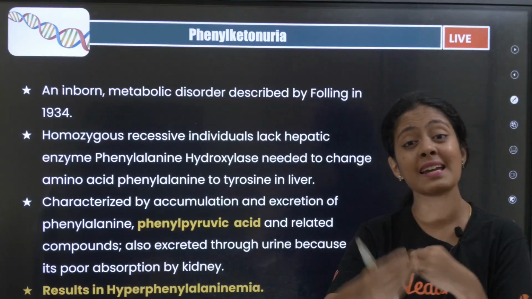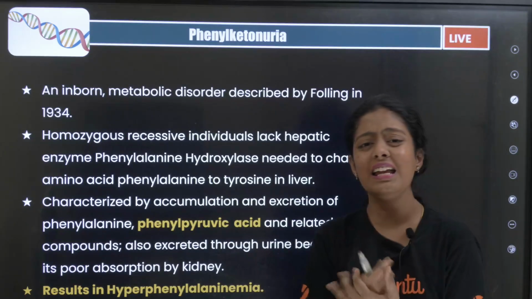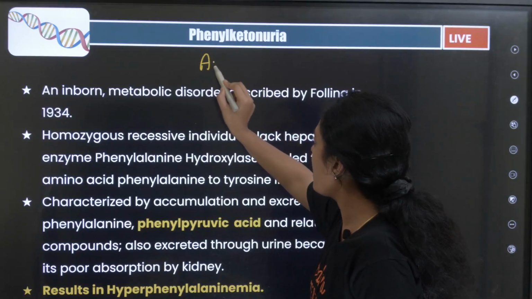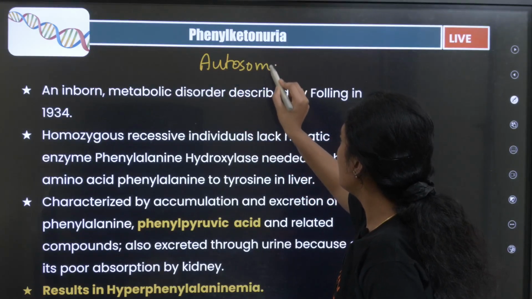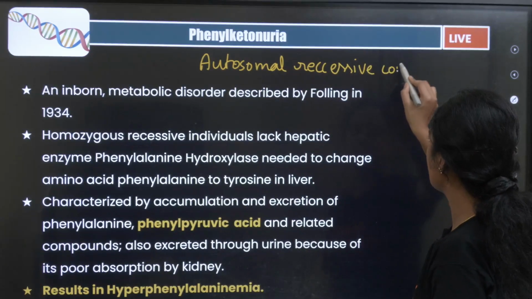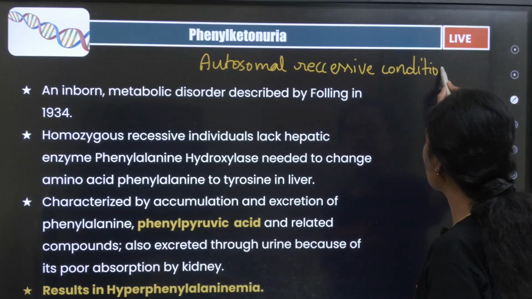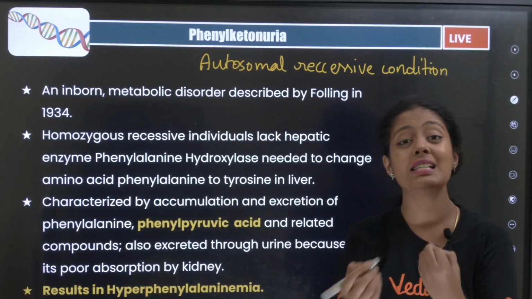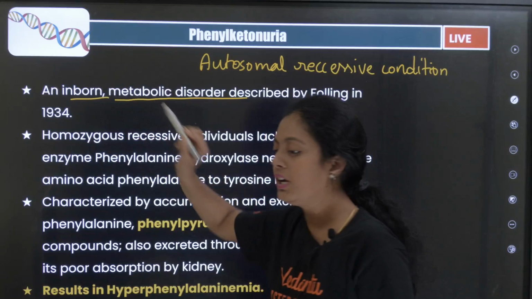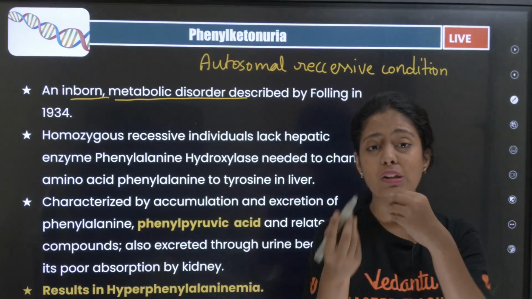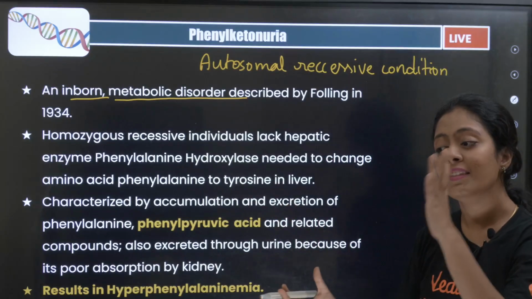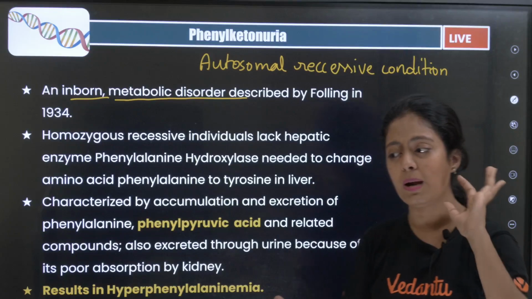Okay, now let's look at phenylketonuria. What is this, ma'am? This is an autosomal recessive condition, students. This is also an autosomal recessive condition, very, very important. In this condition, we call it a metabolic disorder, an inborn metabolic disorder. What is inborn? There is some defect in the body, some enzyme is not produced, and that results in a metabolic defect. That is what we call inborn error of metabolism.